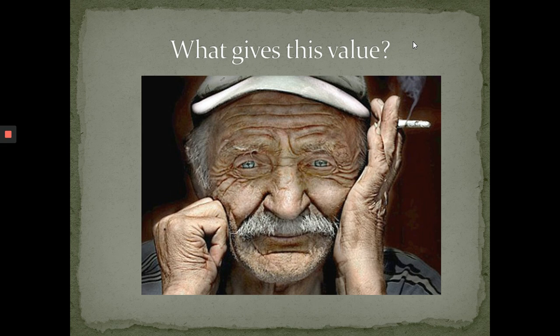What gives this person value? When I talk to students about this, they'll often say wisdom. I'm not sure how wise he is sitting there smoking, but perhaps he does have wisdom. Human beings have intrinsic value. Mainly what we've been focused on previously is extrinsic value, use or exchange. But intrinsic value is important to consider too.